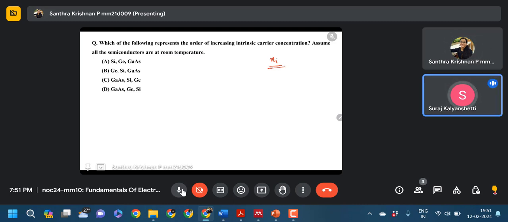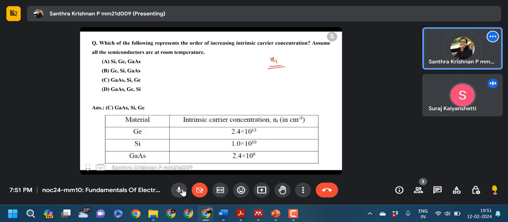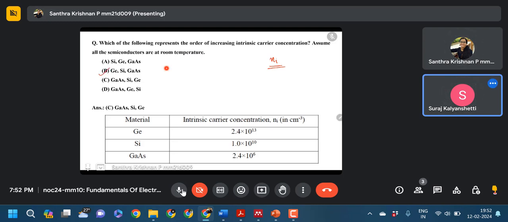Probably I'll just go through that and I'll tell you. It's better to keep the order in mind, since there are only three: germanium, silicon, and gallium arsenide. It's increasing order, right? Increasing order is that only. Germanium is 10 power 13. Decreasing order is the other way around. Increasing order is germanium, silicon, and then 10 raised to 6 gallium arsenide. So this is the reverse, I guess. Increasing order is that same one, so it should be B. So change to B.